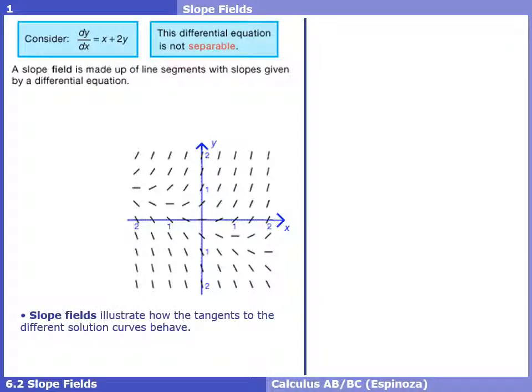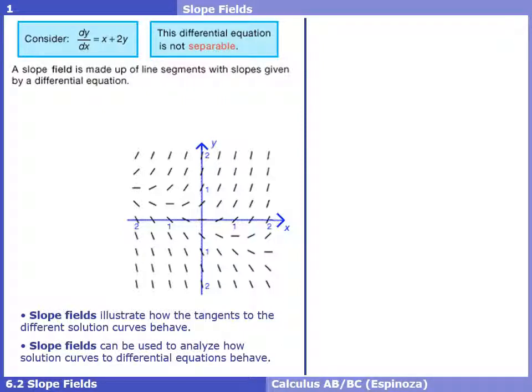So what are these slope fields useful for? Well, first, these slope fields illustrate how the tangents to the different solution curves behave. Additionally, and this is kind of the key here, slope fields can be used to analyze how the original equation, the particular solution to a differential equation, behaves. And since we can't actually find the original equation or the particular solution, this is kind of our only hope, so to speak, for now.